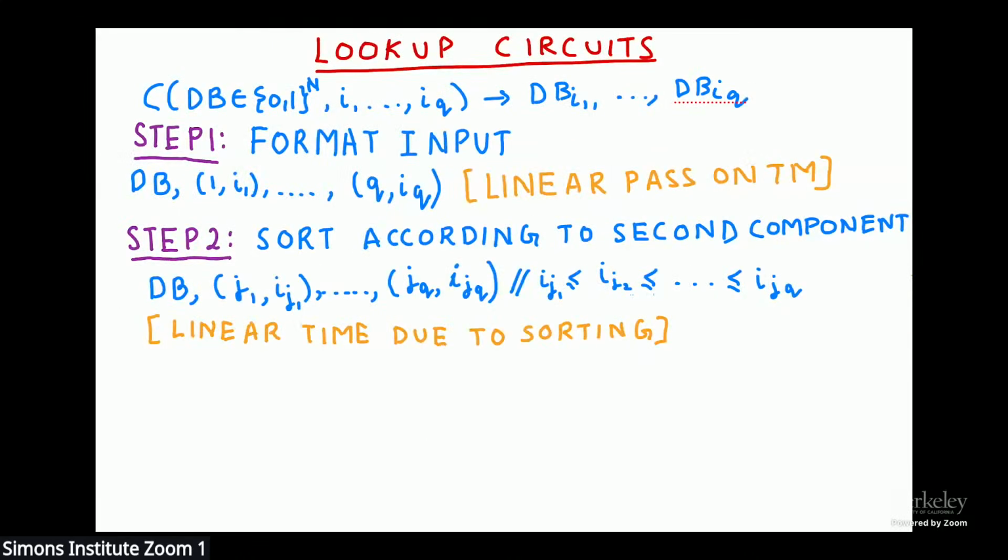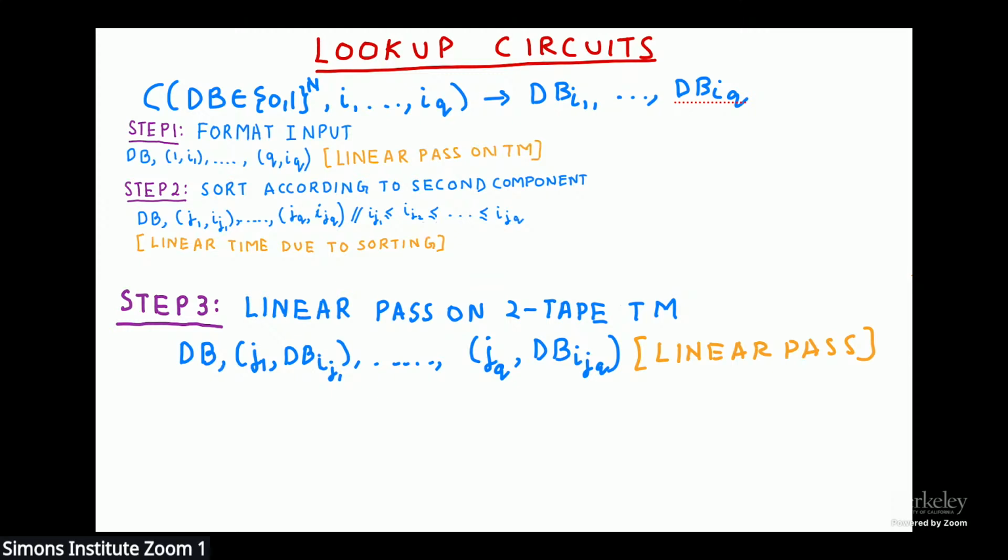Great, so you can sort it. But then once you sort it, things are really, really nice. I've sorted the indices that I want to look at in ascending order. What do I do next? I read again, like on a Turing machine, and just port over the values from the database. Again, linear pass, so quasi-linear time.